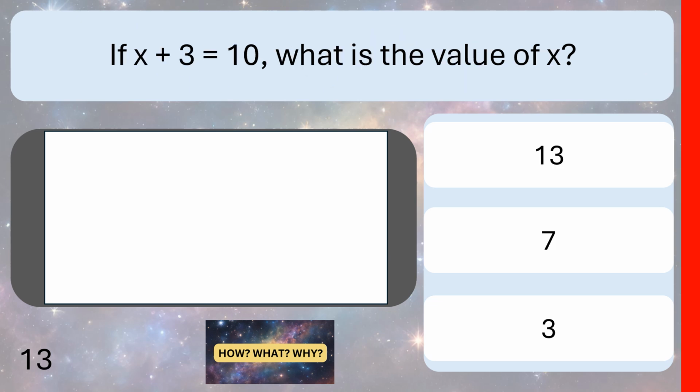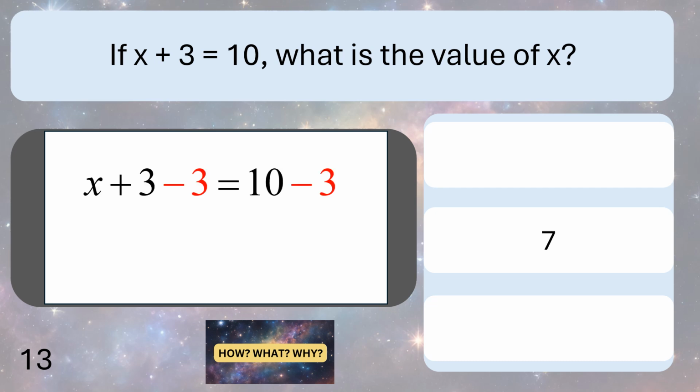If x plus 3 equals 10, what is the value of x? Is it 13, 7, or 3? The answer is 7. Now to solve this equation, what we do is we subtract 3 from both sides. That means that there is no number on the left hand side, and the number we get on the right hand side is 7, so we get x equals 7.